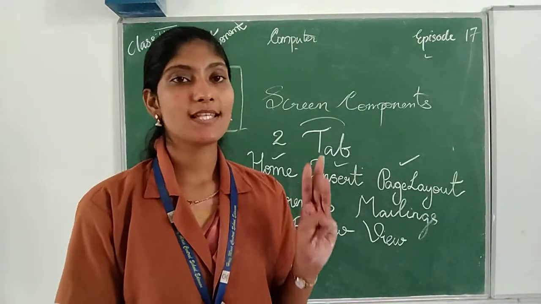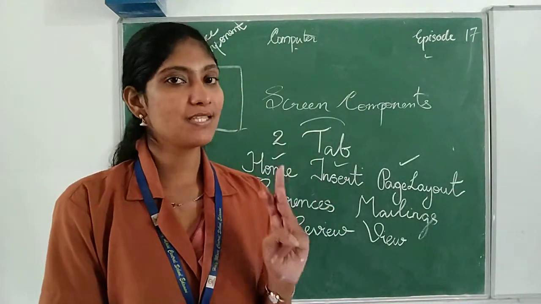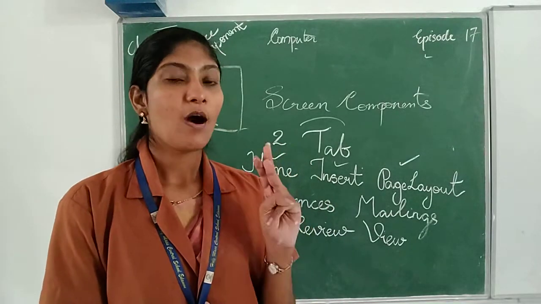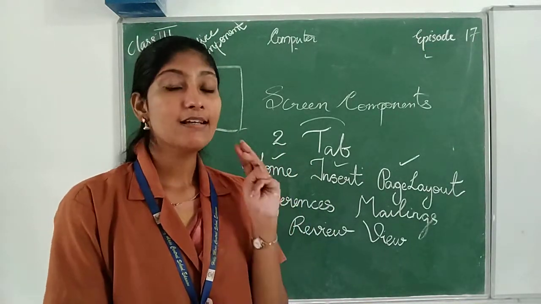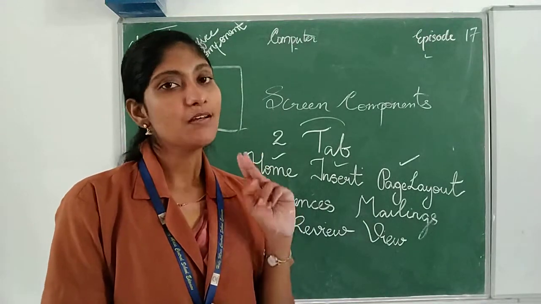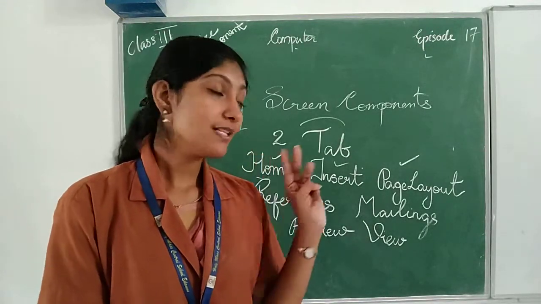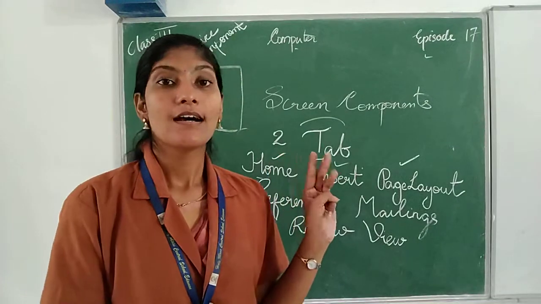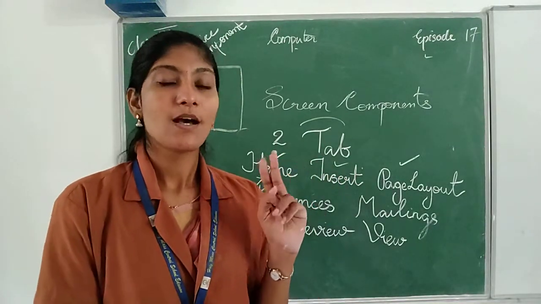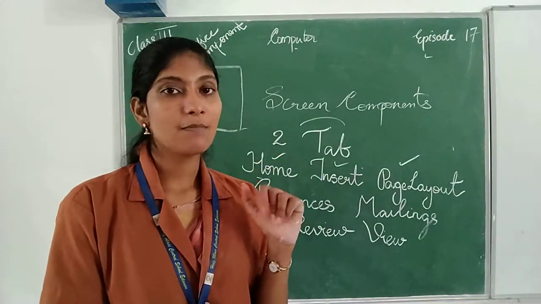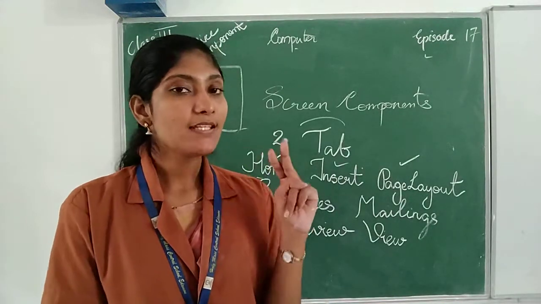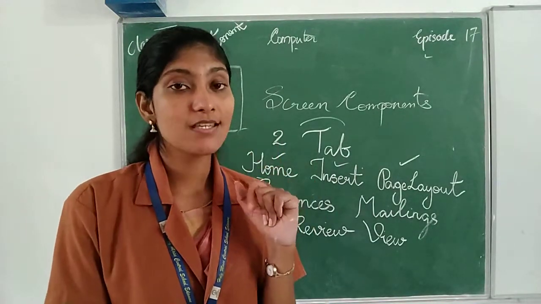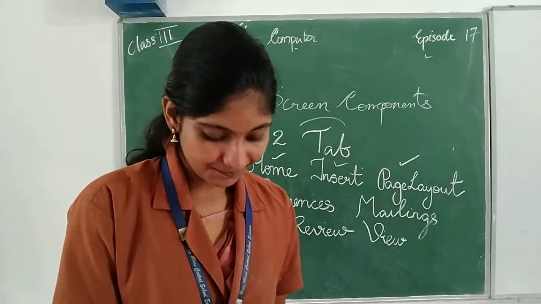Okay. So what is our first component? Office button. What is its use? The office button contains commonly used commands like open, save, print. Then the second one is the tab. Which are the tabs? Home tab, insert tab, page layout tab, etc. What is their use? Each tab stores relevant command buttons.